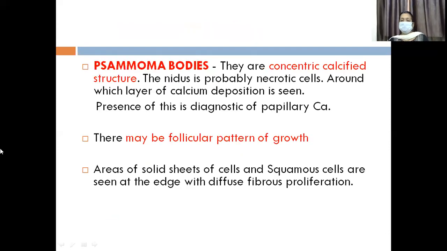And then some variants I told you, right? There can sometimes be a follicular pattern of growth. So you have to see the nuclear features, not that in each and every papillary carcinoma you see those papillary kind of structures. So there can be a follicular pattern of growth which is maintained, but the nuclear features are pathognomonic. Okay.